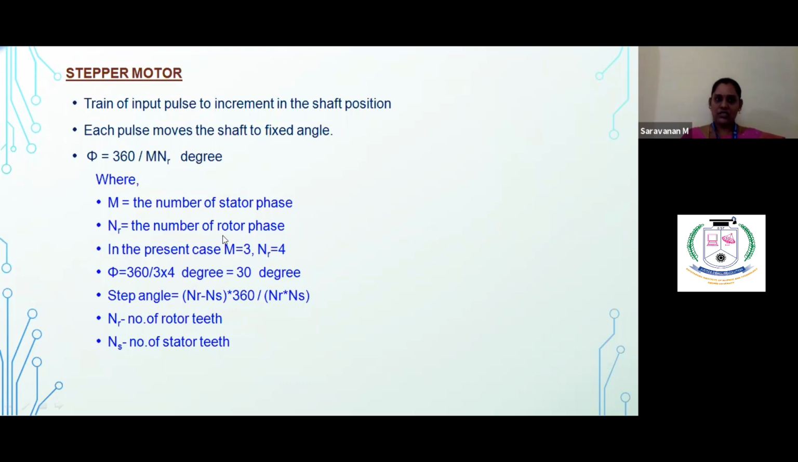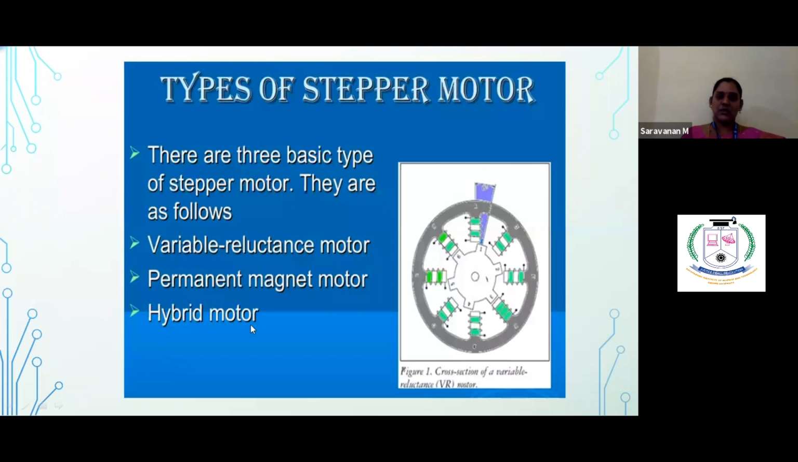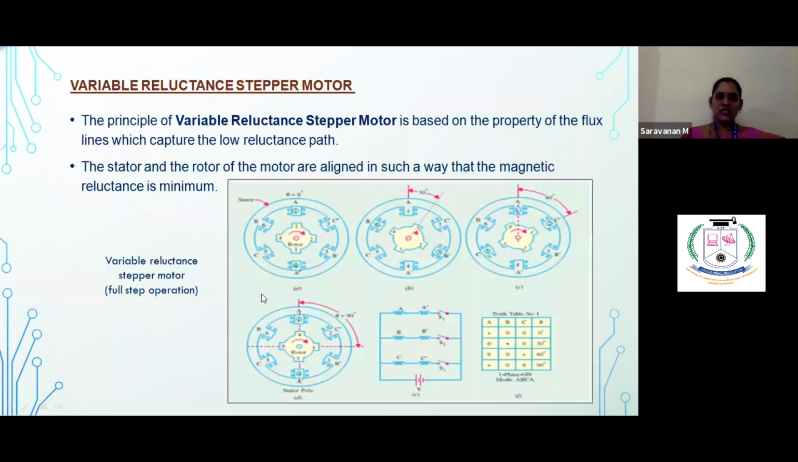And here also in your stepper motor you have two important parts, one is the stator and the other one is the rotor. So nr and ns denote the number of rotor and stator teeth. In stepper motors, we have three types: variable reluctance motor, permanent magnet motor and hybrid motor. Now we will discuss all these stepper motors. These types are very important. The operation is more or less the same for all three types.